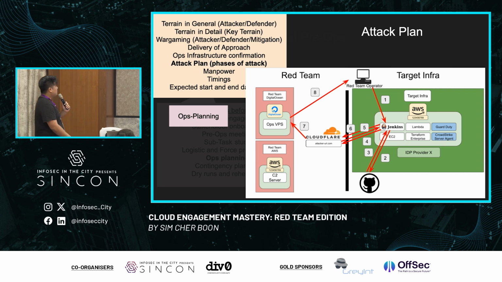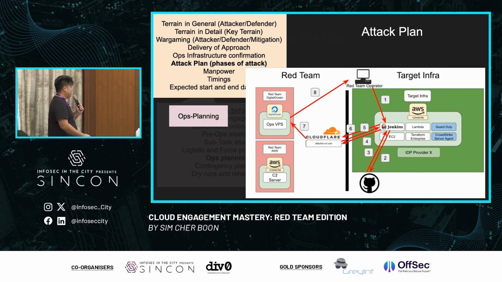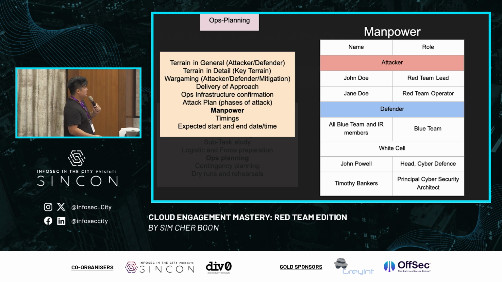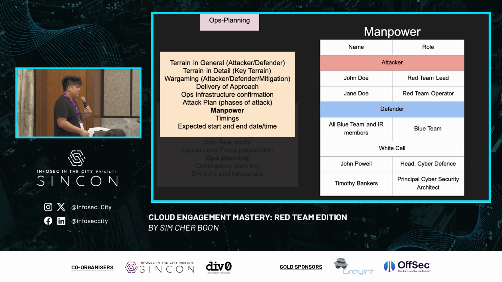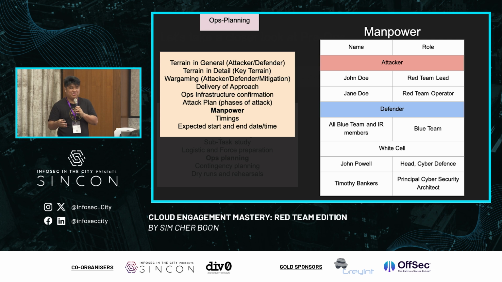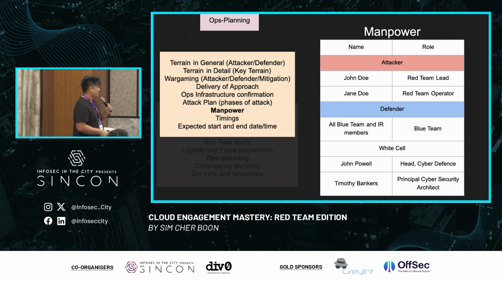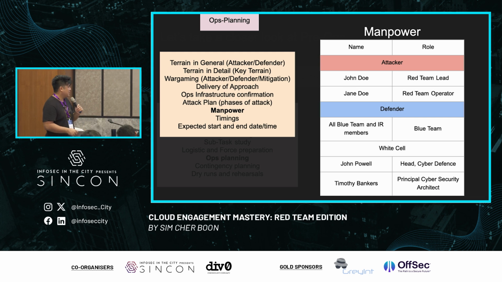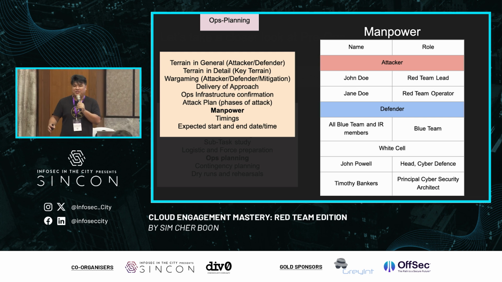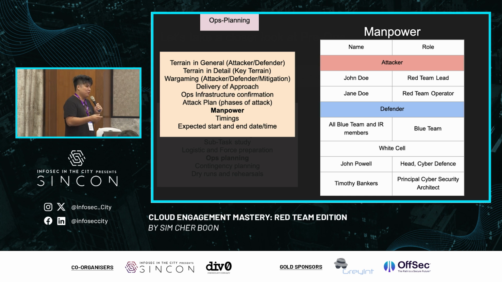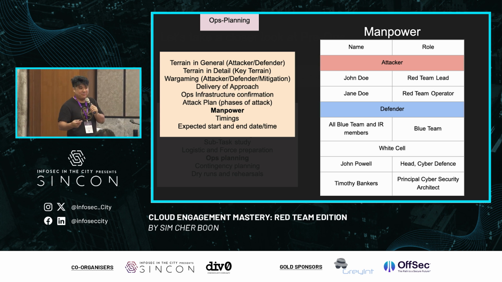Okay. So once you have confirmed your attack plan, which has these nice lines, a methodical way, 1, 2, 3, 4, 5, 6, 7, 8, right? Then you go to your manpower. Your manpower is very rudimentary administrative stuff. Basically, you're telling people, these are my operators, these are my leads, who are my blue team, who is my white cell, etc. This is very administrative. It's just part of your plan, so you know who to look for when things happen.